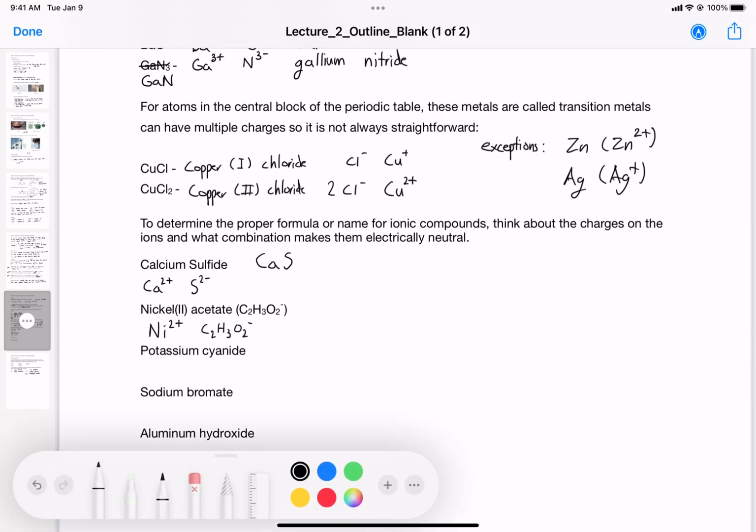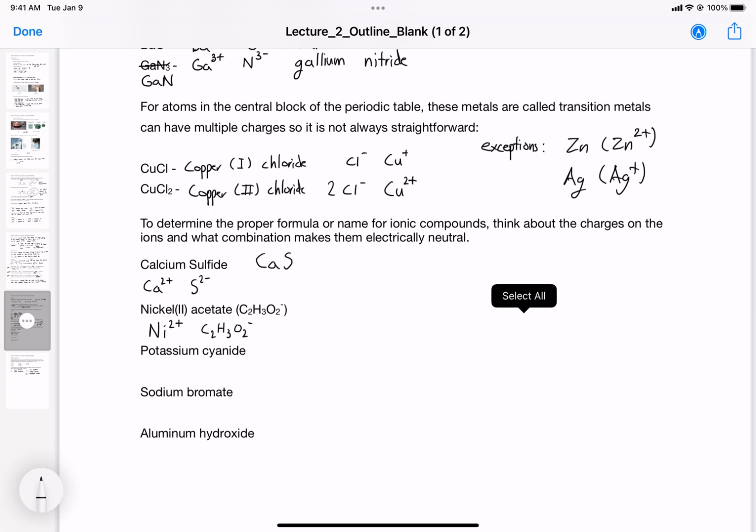Okay, so since this formula here, the charges are now not of the same magnitude, we will have to use subscripts. So there are 2 ways to do this. You can use some mental math if you're very good with addition, multiplication, and subtraction, or you could use the crisscross rule, where you crisscross the charge to the other ion, and that will give you the right ratio that you need to put in the subscripts for the chemical formula.